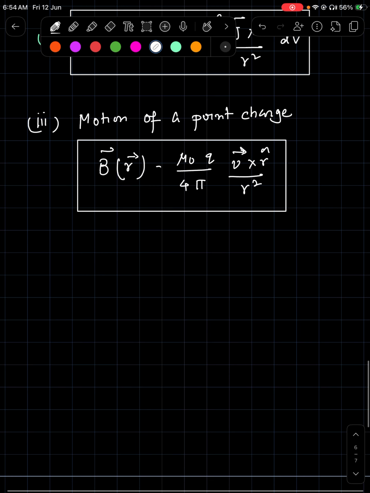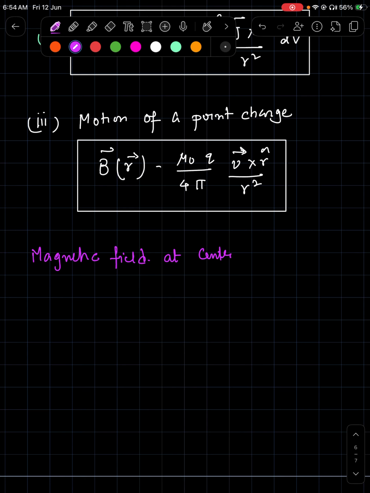So I'm going to apply the Biot-Savart law for a simple case. The simple case is one kind of derivation, you can say the very easiest derivation, to find the magnetic field at the center of a current carrying loop.